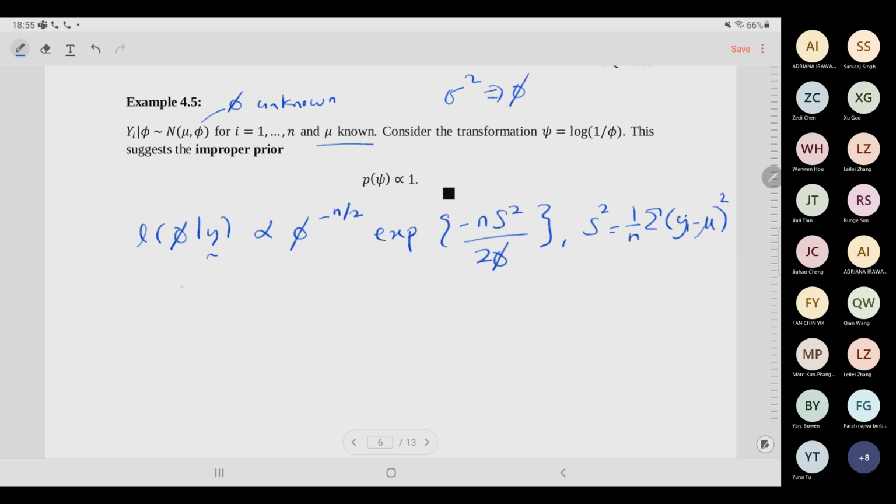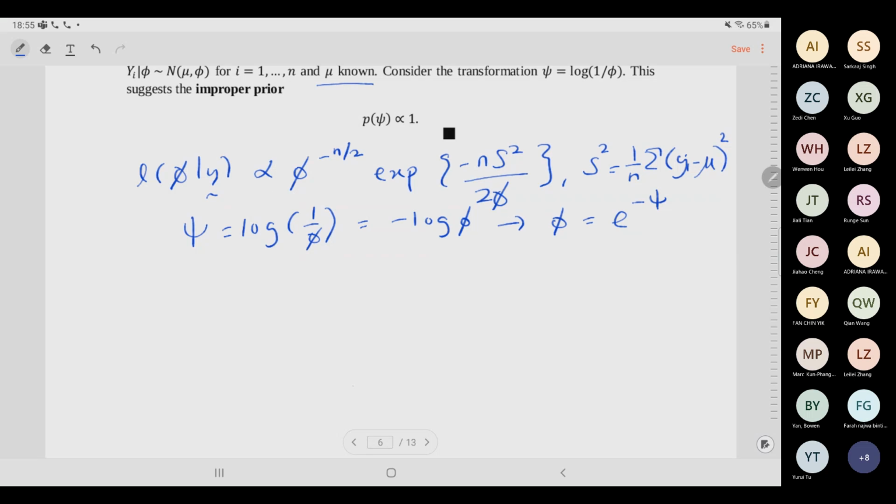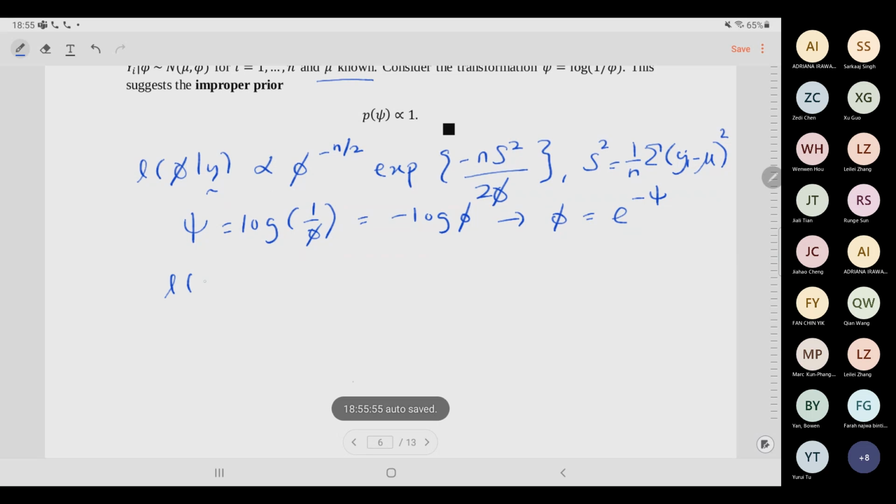Then you have your transformation, which is, I always don't know what to call this, this is your eta. I'll just use eta. Eta is the log of 1 minus phi, which is actually minus log phi. And then if you do the inverse, phi equals exponential minus eta. Then we will find the likelihood for eta now instead of your phi.